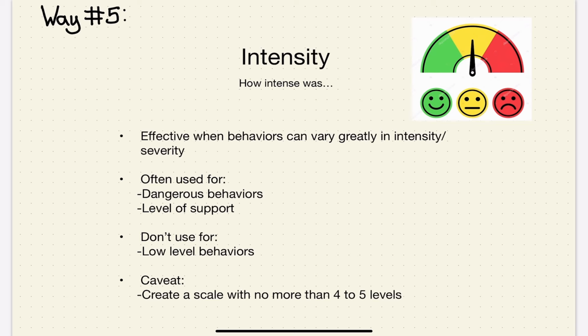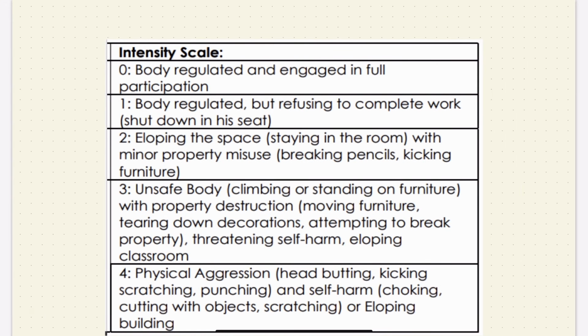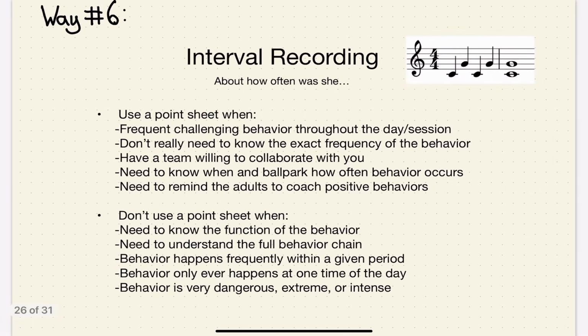Caveat, if you do create a scale of intensity, you want to keep it to no more than 4 or 5 levels. Here's an example of one of those scales when it has to do with regulation turning into physical aggression. You have a scale with the definitions for what those look like on each part of the scale.